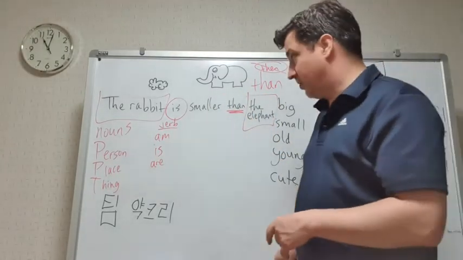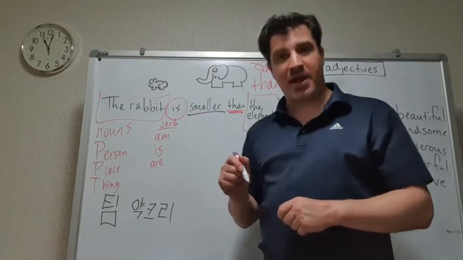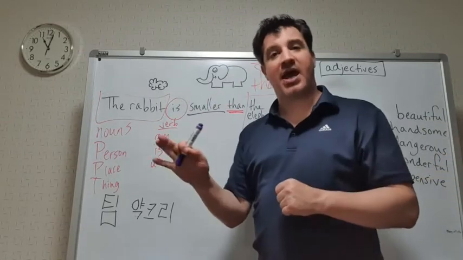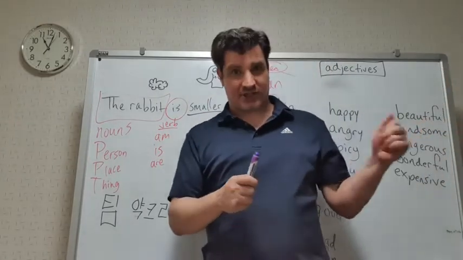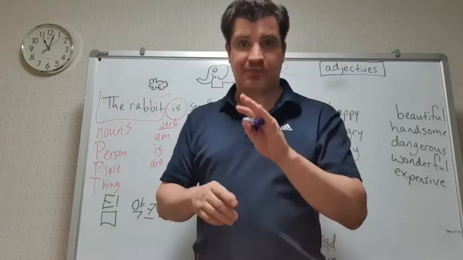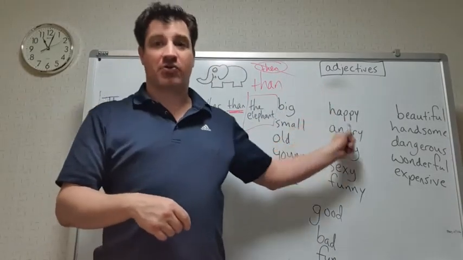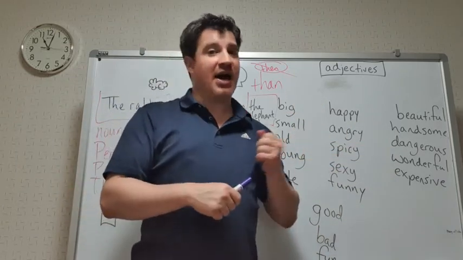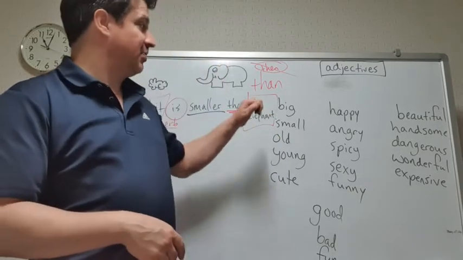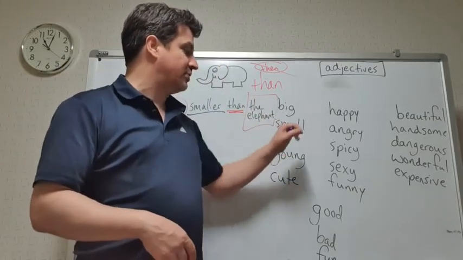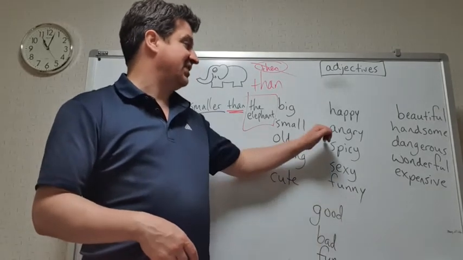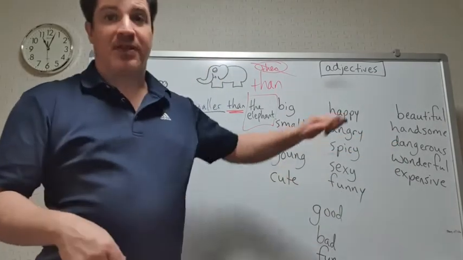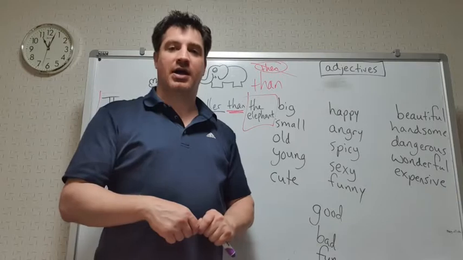And last of all, you need a comparative adjective. Okay? Comparatives are kinds of adjectives that have changed form. Adjectives are describing words. There are thousands of adjectives. A lot of them you probably already know. Okay, so words like big, small, old, young, cute, good, bad, fun, funny, sexy, spicy, angry, happy, beautiful, handsome, dangerous, wonderful, expensive, and so on. All of these are adjectives.